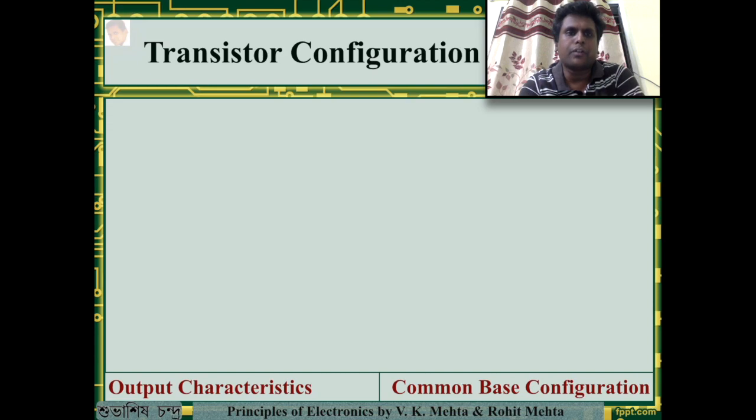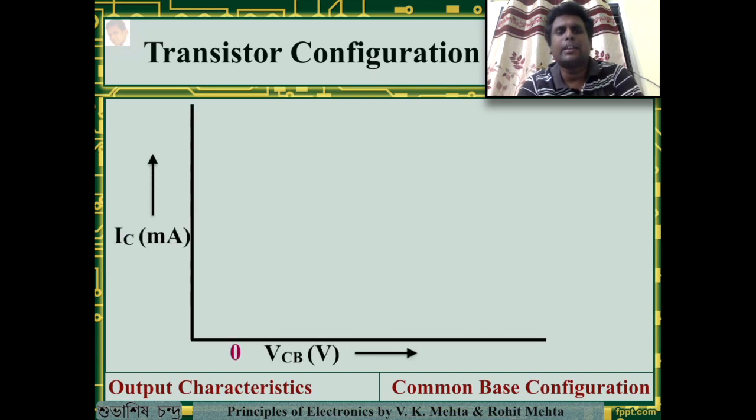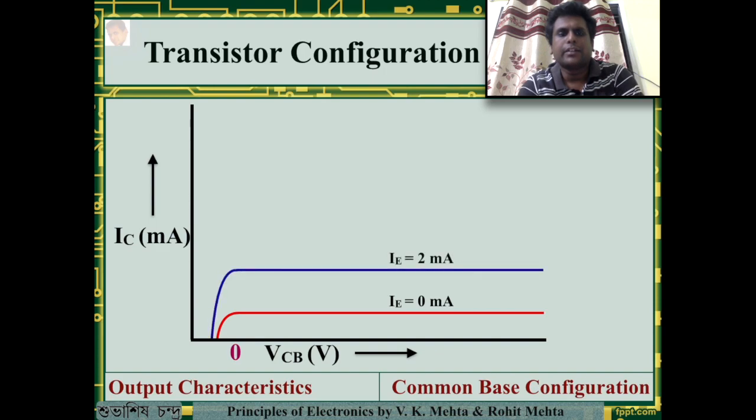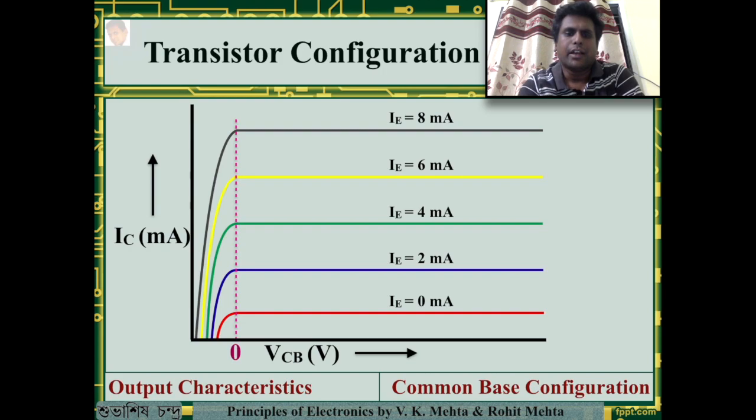Here, as I told you before, the input current IE is kept constant and the changes in IC with respect to VCB are measured. As you can see, there are flat curves with respect to the VCB axis. This particular graph can be divided into 3 different regions. First is the cutoff region, where both the PN junctions, that is the emitter base junction and the collector base junction, are reverse biased and hence the transistor is cut off.